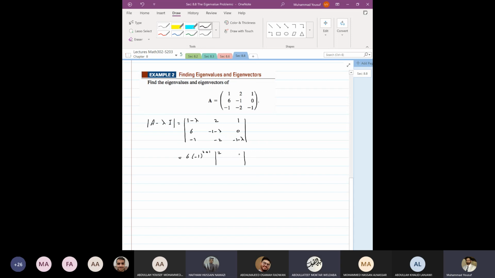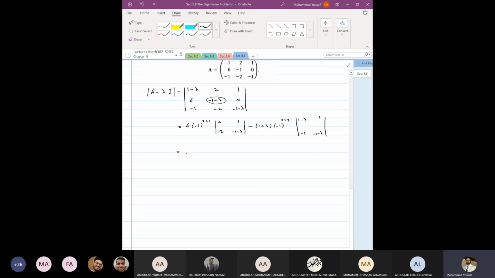2, 1, minus 1. Then minus 2, minus 1, minus 1. Exactly. Then minus bracket 1 plus lambda, then minus 1 power, this is second row, second column, 2 plus 2, and then the determinant. Now we are using this entry, so delete this row and delete the column. What is left is 1 minus lambda, 1, minus 1, minus 1 minus lambda.